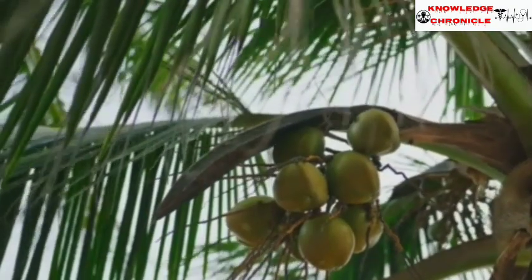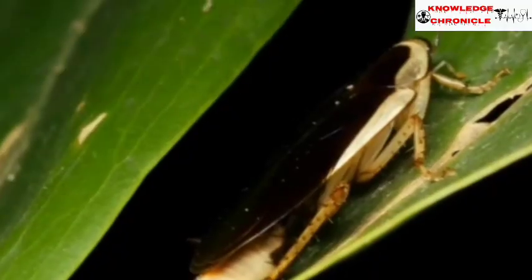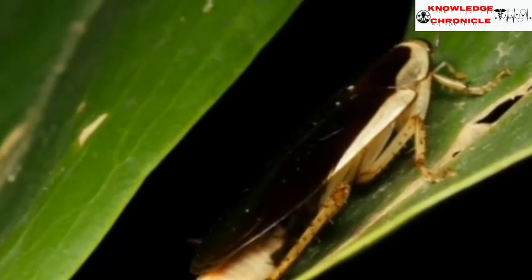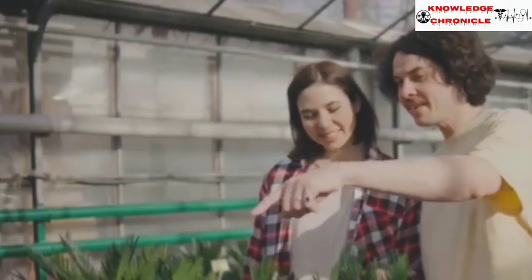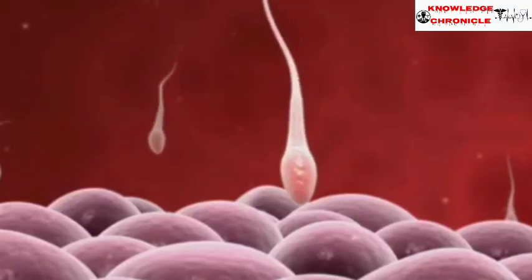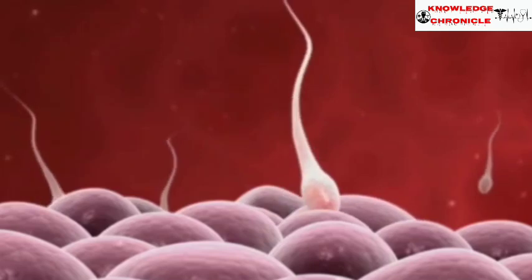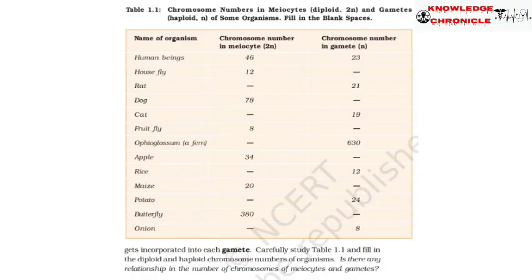Sexuality in organisms can be quite fascinating. Some species are bisexual, like earthworms and coconuts. They have both male and female reproductive organs. On the other hand, some species are unisexual, like cockroaches and papaya trees, where there are separate male and female individuals.